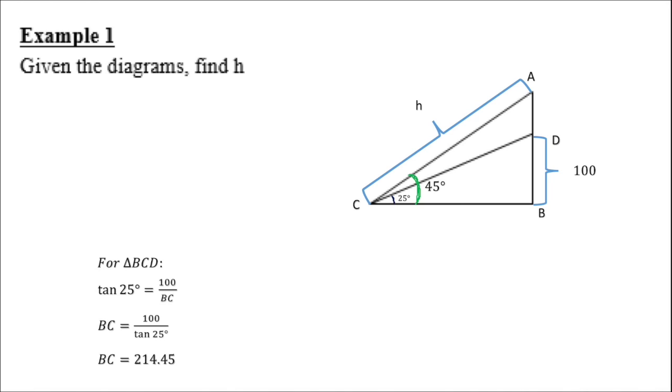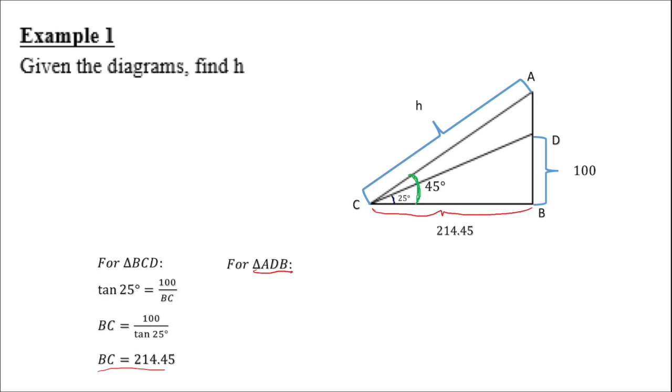And when we plug that into our calculator, we get the full length is 214.45. From here to here is 214. Now let's look at our big triangle.